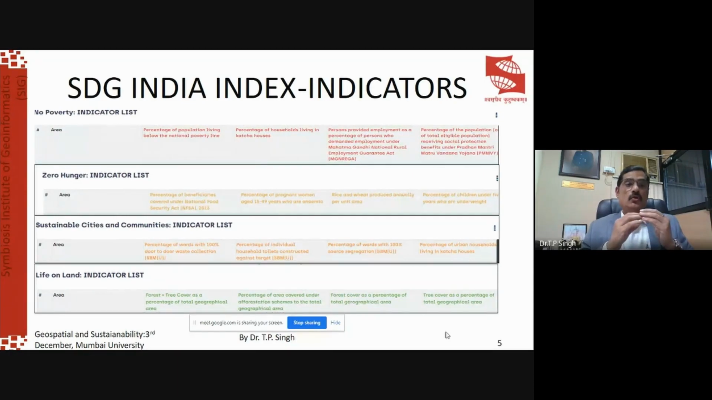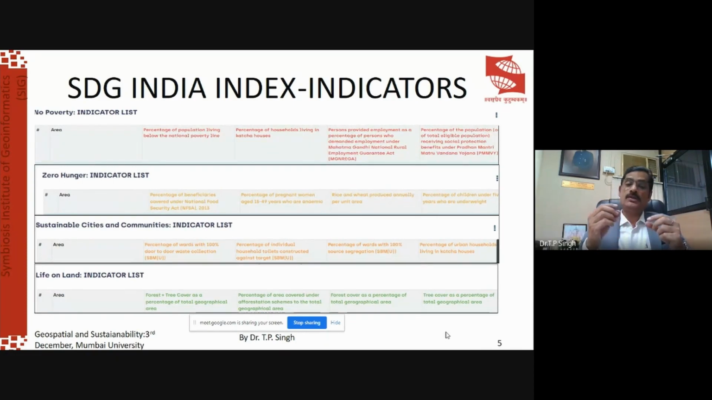One is no poverty, and the indicators which Niti Aayog has decided are: the percentage of population living below the national poverty line, the percentage of households living in kacha houses, the percentage provided employment out of persons who demand employment, and the percentage of eligible population receiving social protection. Then for zero hunger, there are also different indicators.